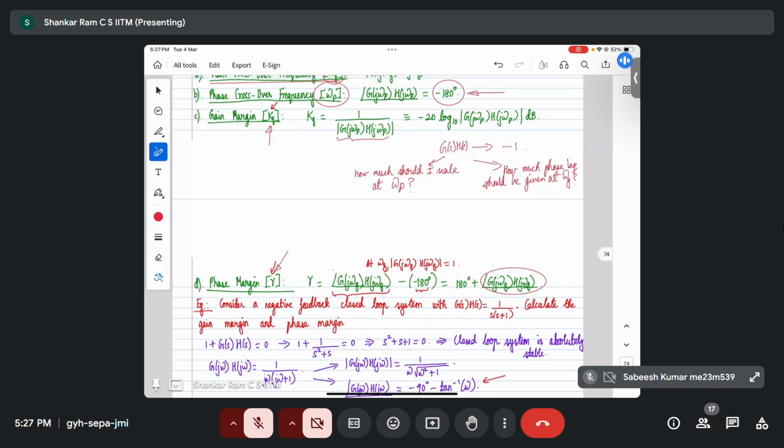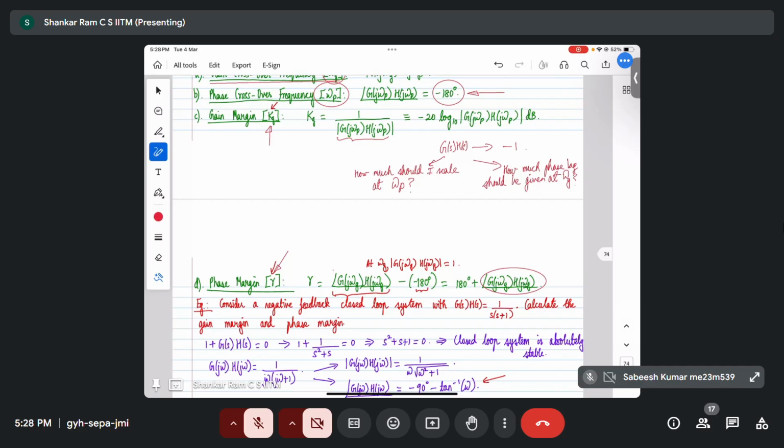Why do we calculate it? Because we want to figure out how much positive gain I have at the phase crossover frequency, which will ensure that my system doesn't cross over, and the phase margin gives me how much phase I have before I hit the -1 point when the magnitude is 1, which is the gain crossover frequency. So these parameters give us measures of relative stability, right? I hope that point is understood.